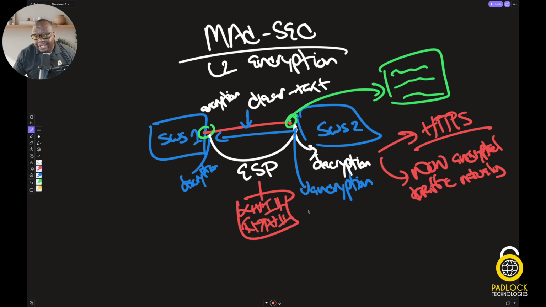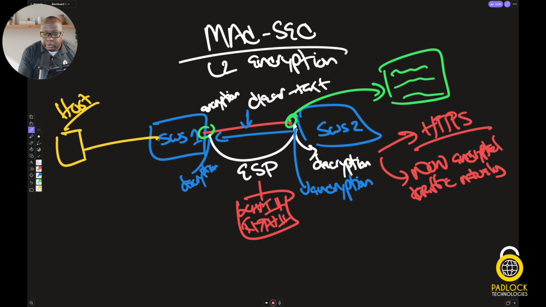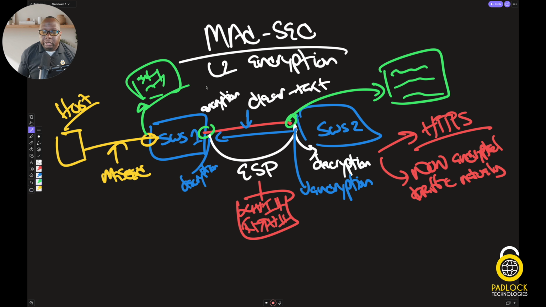Now, MACsec is not just a switch-to-switch technology. You can also do it between host and switch. So you can technically run MACsec here, and that would encrypt the information from host to switch and from switch to host. So if someone were to Wireshark here, same thing, gobbledygook. They wouldn't be able to see it.